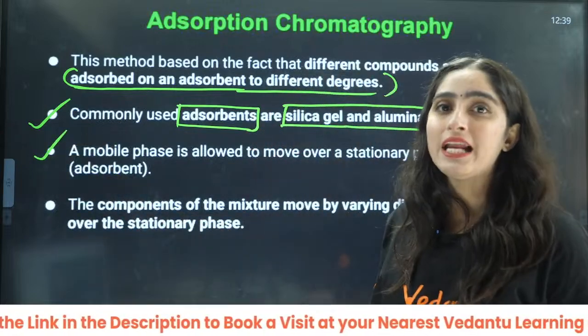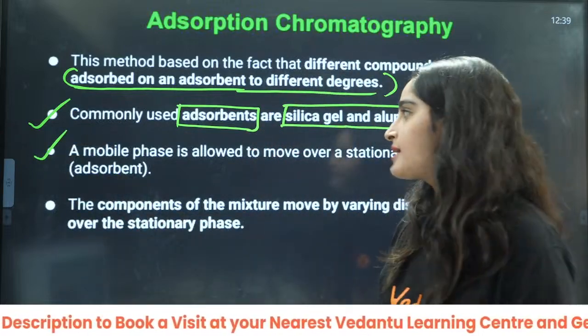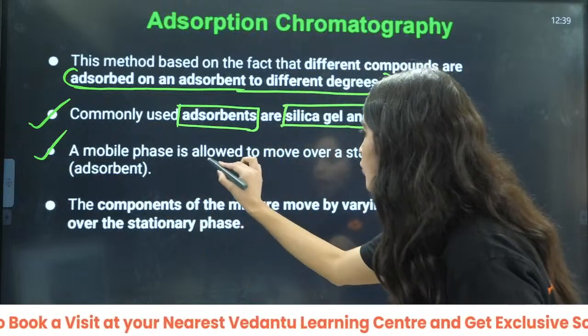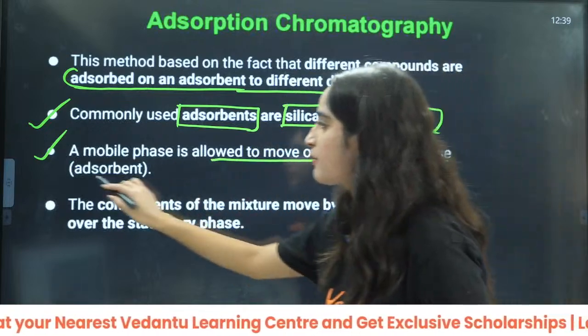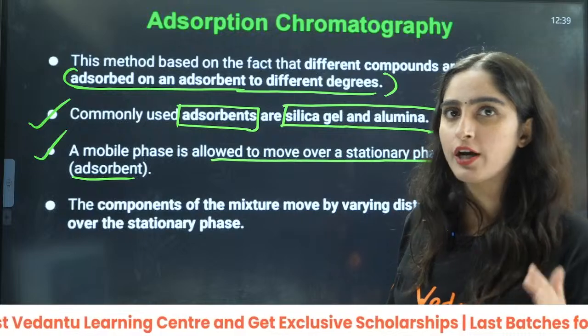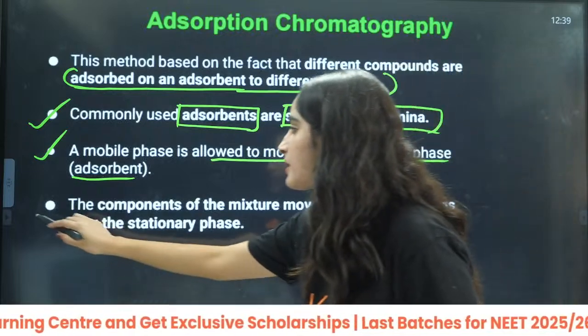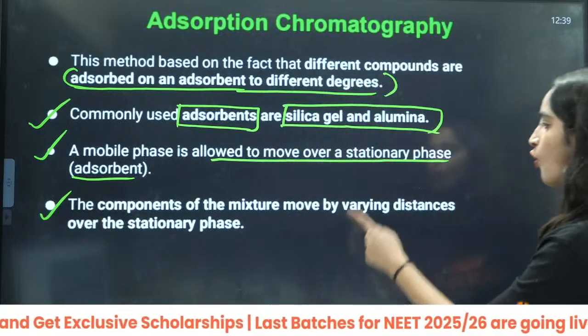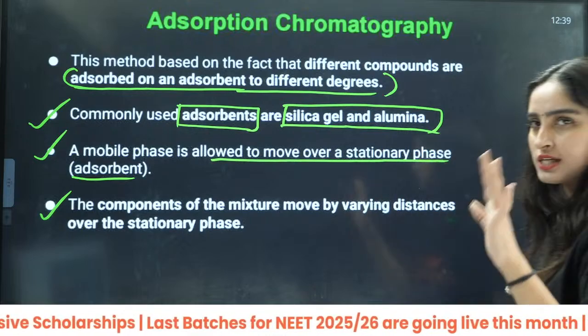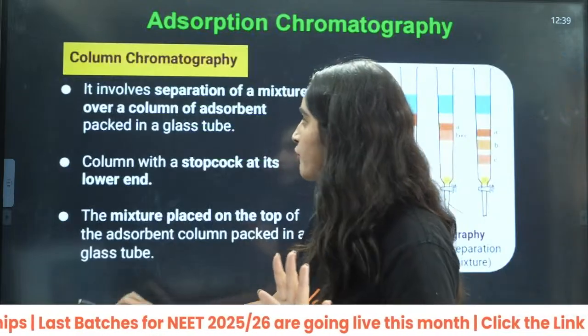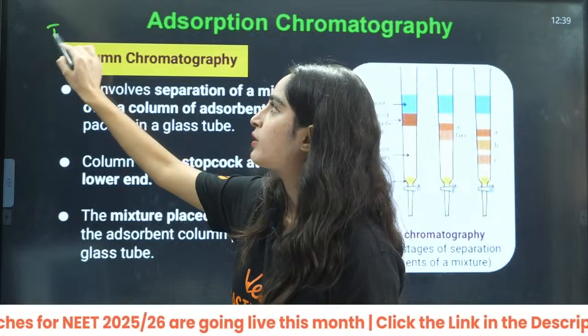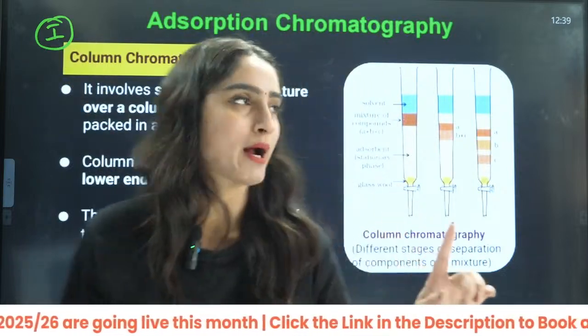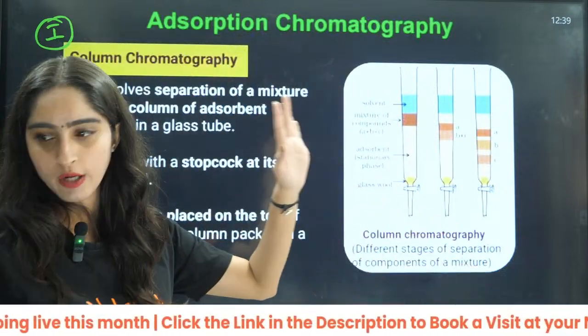Next is the mobile phase, your solvent, right? A mobile phase is allowed to move over the stationary phase. You will have different mobile phases here. The components of the mixture move by varying distances over the stationary phase. Now let us understand this with the help of the first type of chromatography, that is your column chromatography.